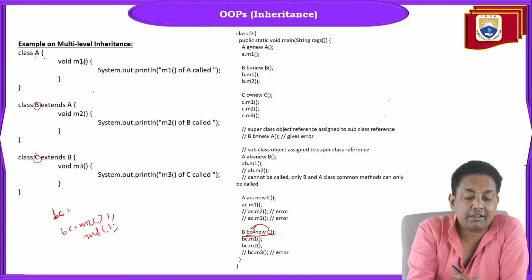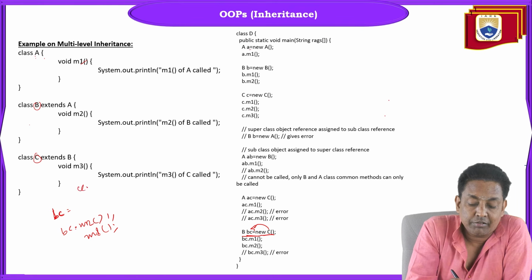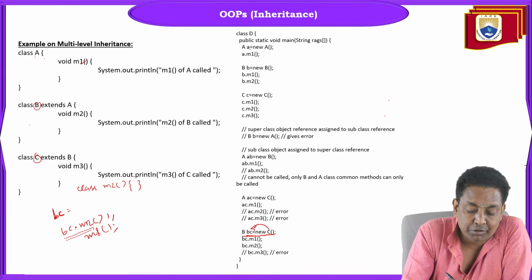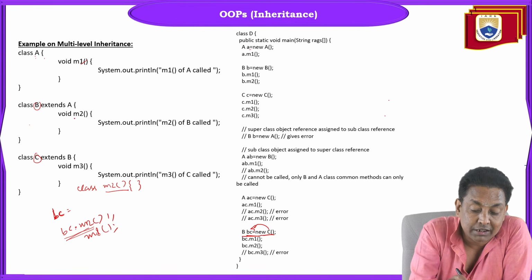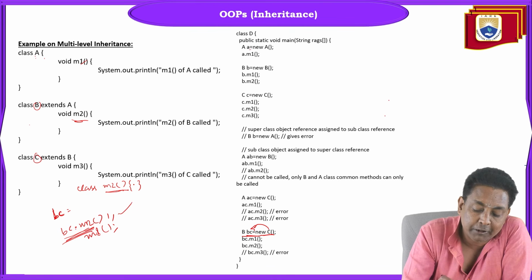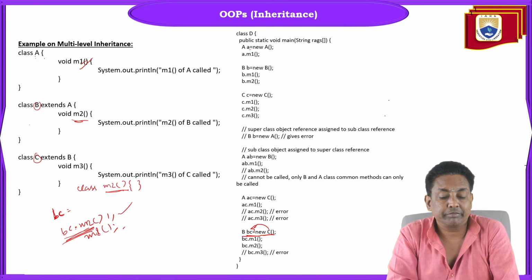But in this case, in class C, we have overridden the M2 method. If I try to call the C object's M2, the M2 method is overridden most recently in C, and the original method is available in B. The reference will always take the latest implementation, so the M2 method implemented in class C will be executed. But the M1 method from class B will be executed, because M1 is not overridden in C.